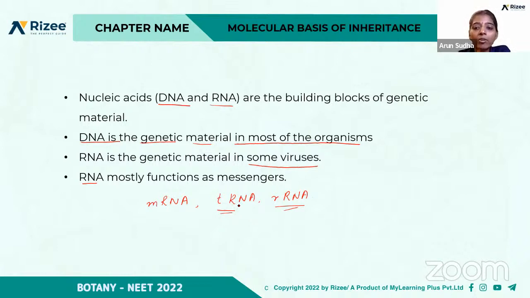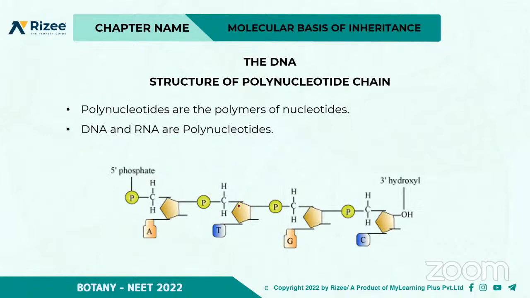So rRNA are the component of ribosomes. Okay, but if you take DNA, that is the genetic material in most of the organisms. So if you take the structure of DNA, that is the polynucleotides. So what do you mean by polynucleotides? That is, several nucleotides are added to form a polynucleotide. So this is the structure of polynucleotide. They are the polymers of nucleotides.